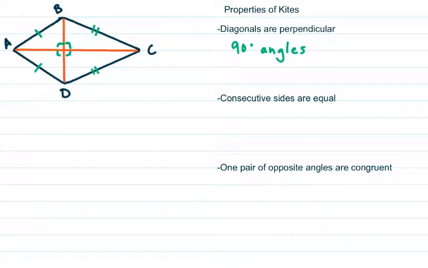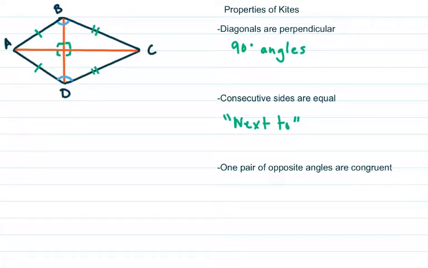And our last one is at least or exactly one pair of opposite angles are congruent. So in this case, angle B would be congruent to angle D. So there's angle D and angle B. Angle A and angle C are not congruent to each other. They don't look congruent to each other, so we can take that into account.